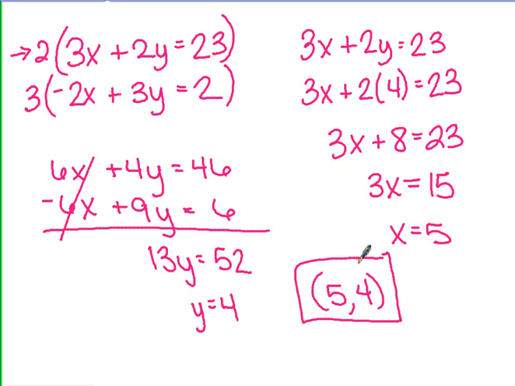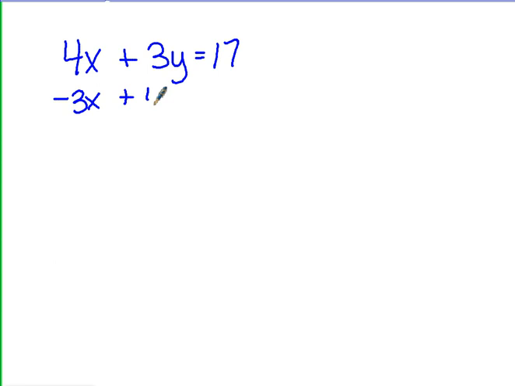All right, this next example, I would like for you to try to work on your own. We have 4x plus 3y equals 17, and negative 3x plus 4y equals 6. Go ahead and use the elimination method to try this one by yourself, and we're going to check it when we come back into class.